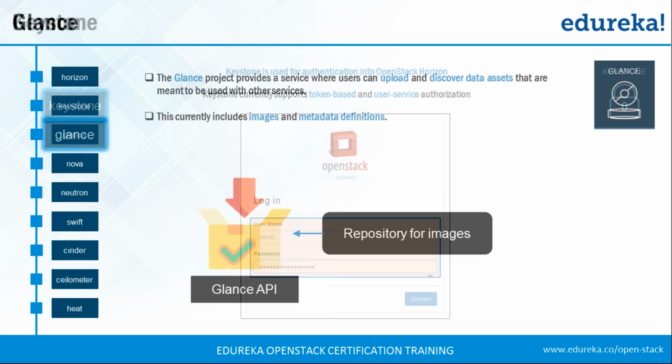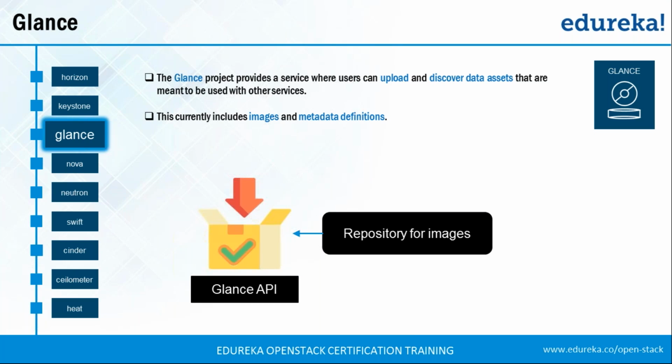The Glance project provides a service where users can upload and discover data assets that are meant to be used with other services. Basically, the Glance project provides hosting capability for virtual machine images. This currently includes images and metadata definitions. You would mostly be using the Glance service for virtual machine images. Virtual machine images are, let's say, pre-configured templates for use with Nova instances.